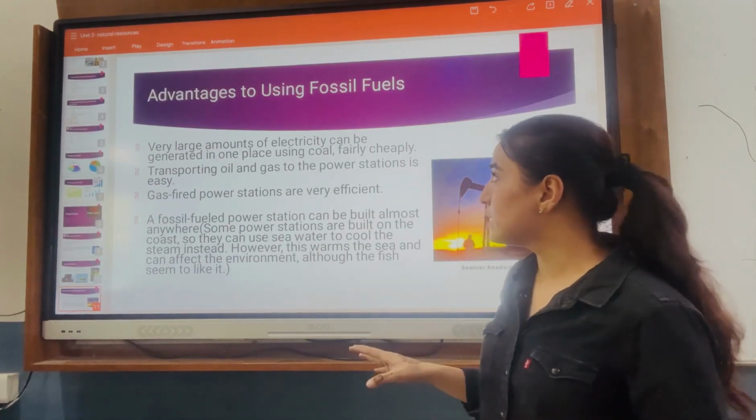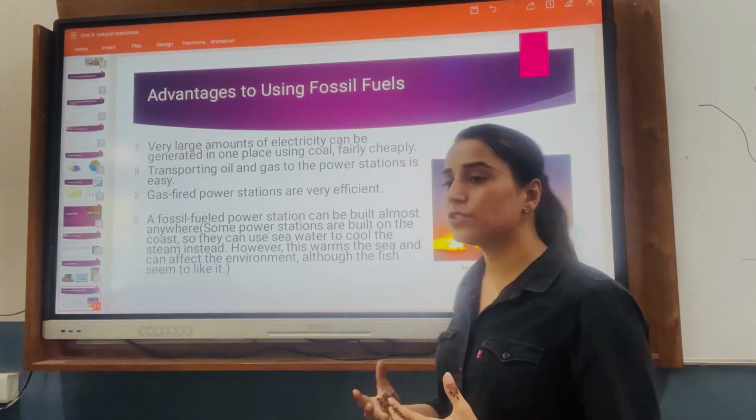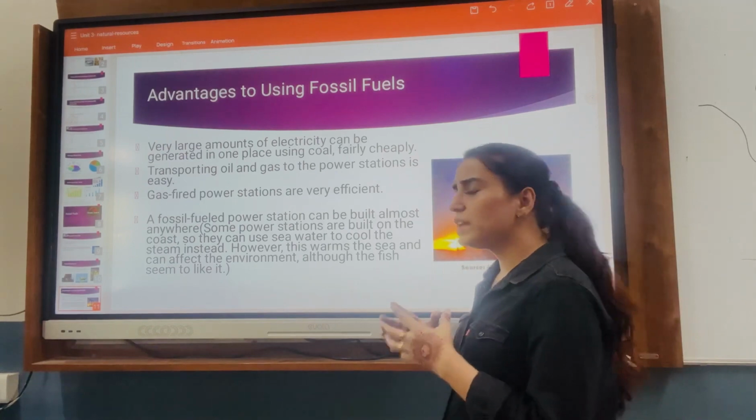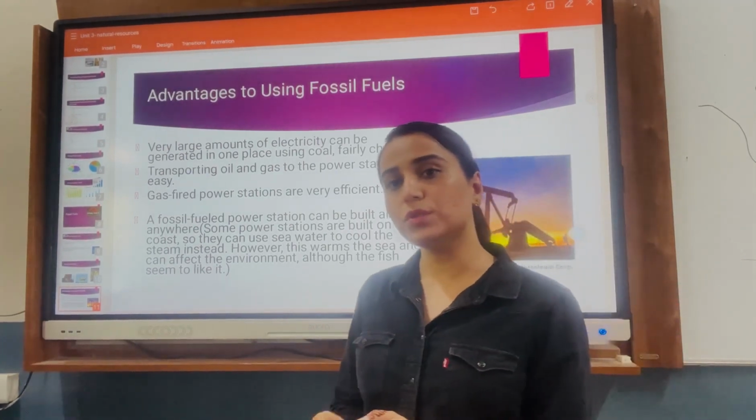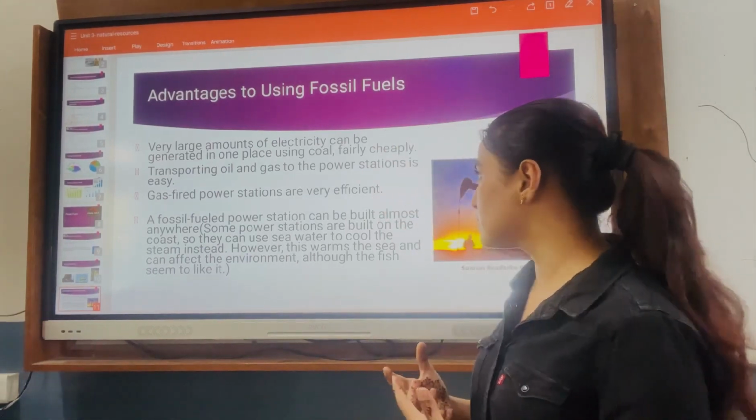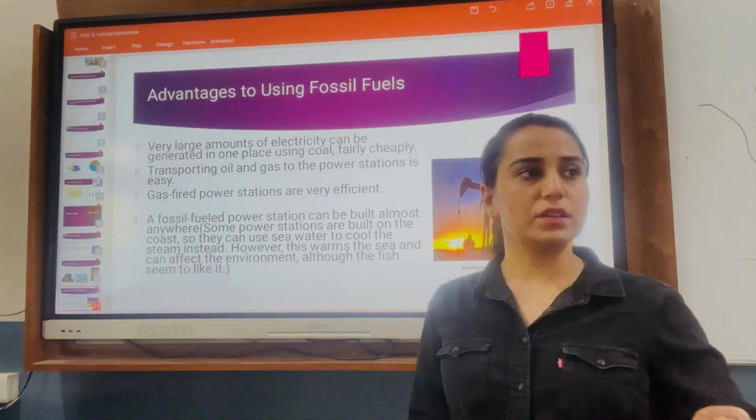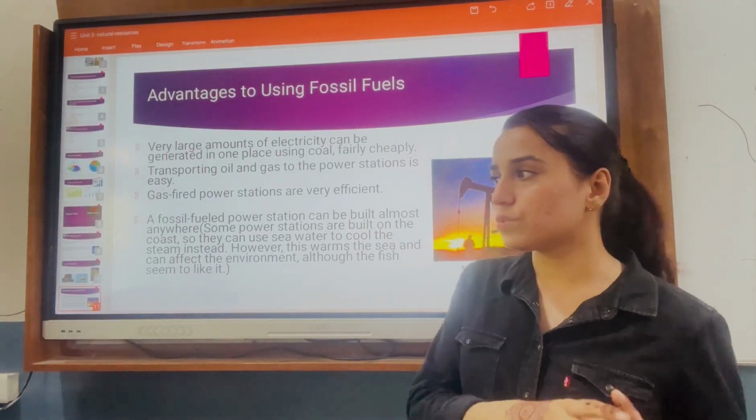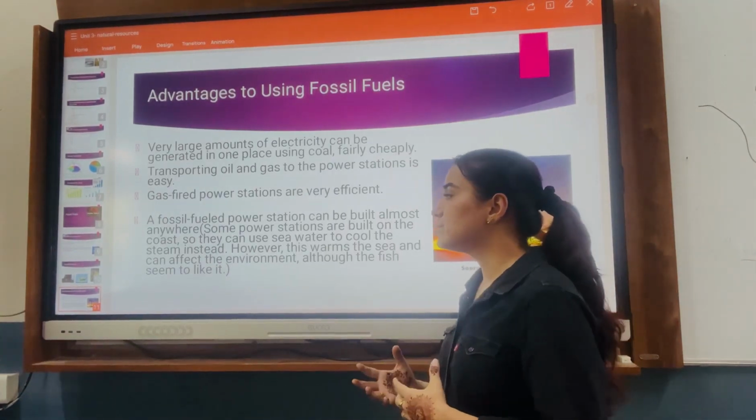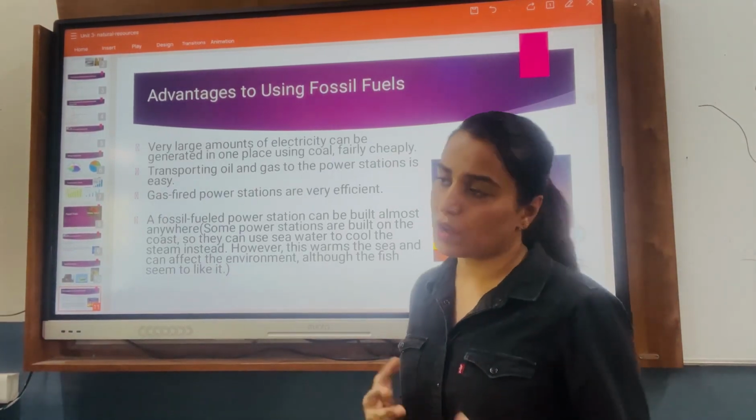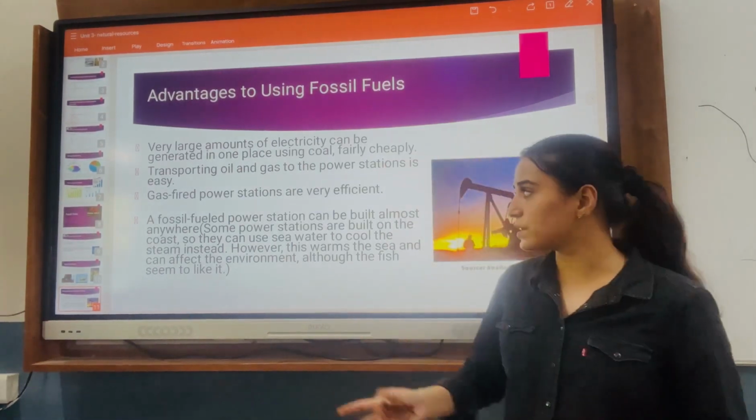One of the major advantages of using fossil fuels is that we can produce a very large amount of electricity through a very small amount of fuel. So you just have to burn the fuel and you can produce as much energy as possible. And it is very cheap compared to other modes of renewable sources of energy. Transporting oil and gas to other power stations is also very easy. Again, another major advantage of using fossil fuel is that it is easily transferable.